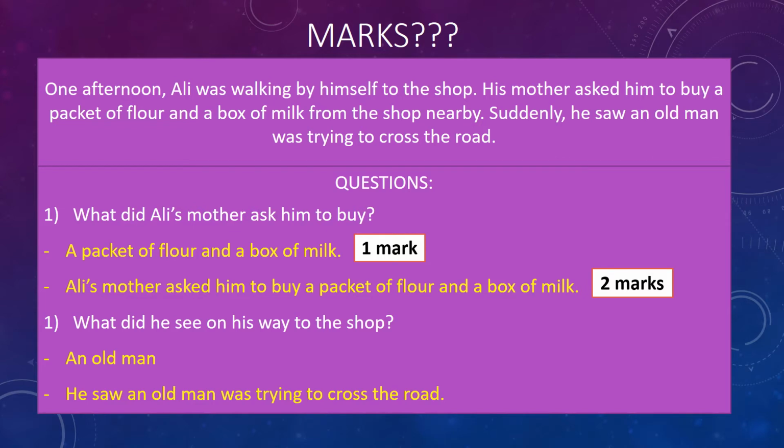Number 2, what did he see on his way to the shop? If you answer an old man, you will be awarded 1 mark. But if you answer in a full sentence, he saw an old man was trying to cross the road, then you will be awarded 2 marks.